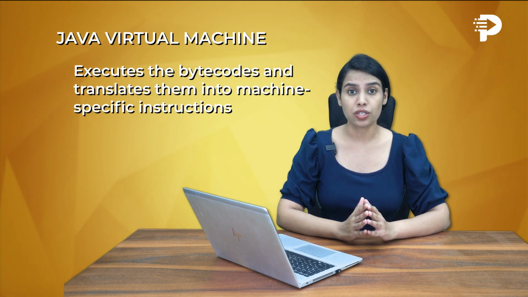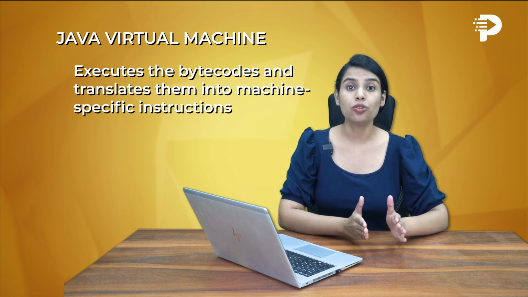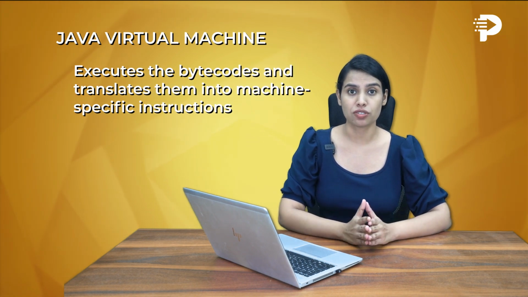Finally, we have the JVM. We call it the Java Virtual Machine. This is the heart of Java. We follow the philosophy, write once and run anywhere. The JVM is just like a translator. It converts your Java code into a language that your computer can understand. It's a virtual machine which actually executes the bytecode and translates it into machine-specific instructions.